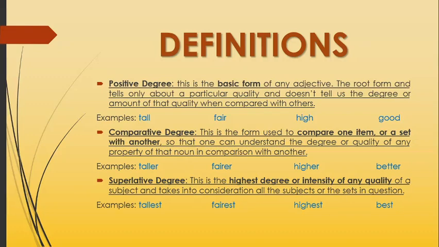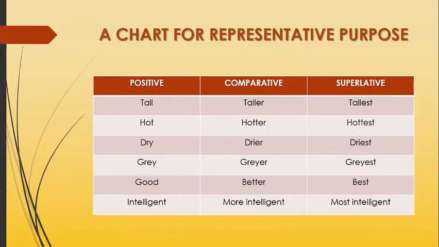The highest degree or intensity of any particular quality, be it height, be it skin color, be it the quality of goodness. Now let's have a chart for representative purpose. You see, if we have tall in positive degree, then the comparative would be taller and superlative tallest. Similarly, hot would be hotter and then hottest. Dry would be drier and driest. Grey would be grayer and greyest.